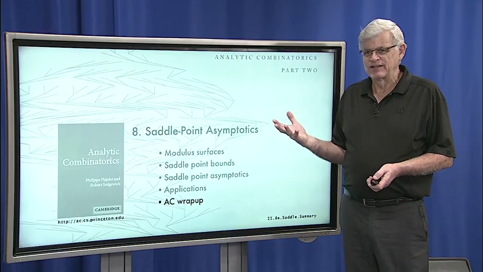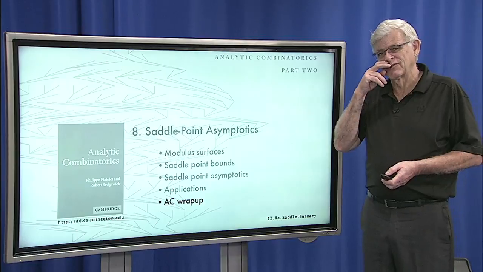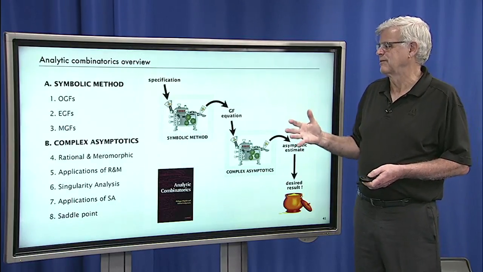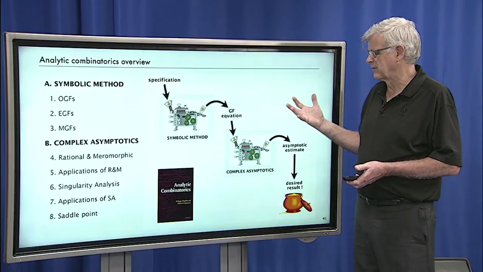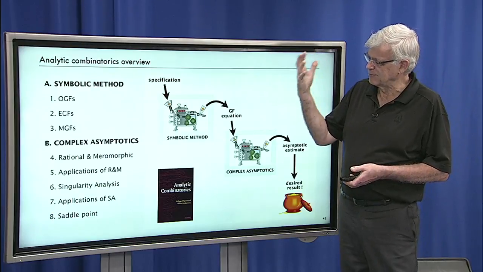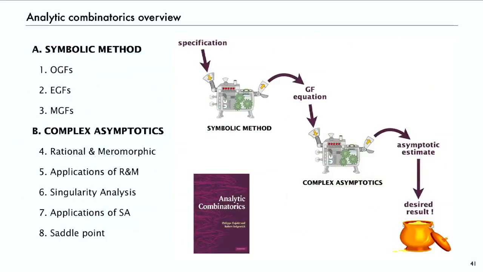This is the last lecture in the analytic combinatorics class, so it's appropriate to do a wrap-up and a survey of the things that we've done. I've used this slide at the beginning of every lecture to give the basic overview: what we're after is mechanisms whereby we can specify a combinatorial problem, and from that specification immediately and automatically derive a generating function equation, and then use complex asymptotics to get asymptotic estimates of coefficients, which give us the quantitative results that we're looking for.